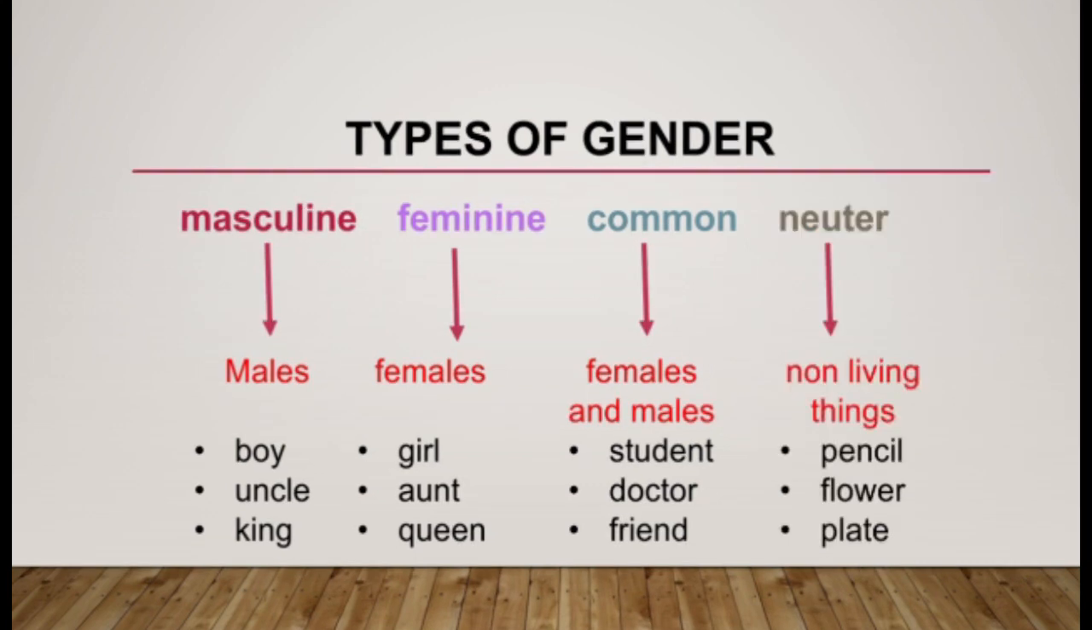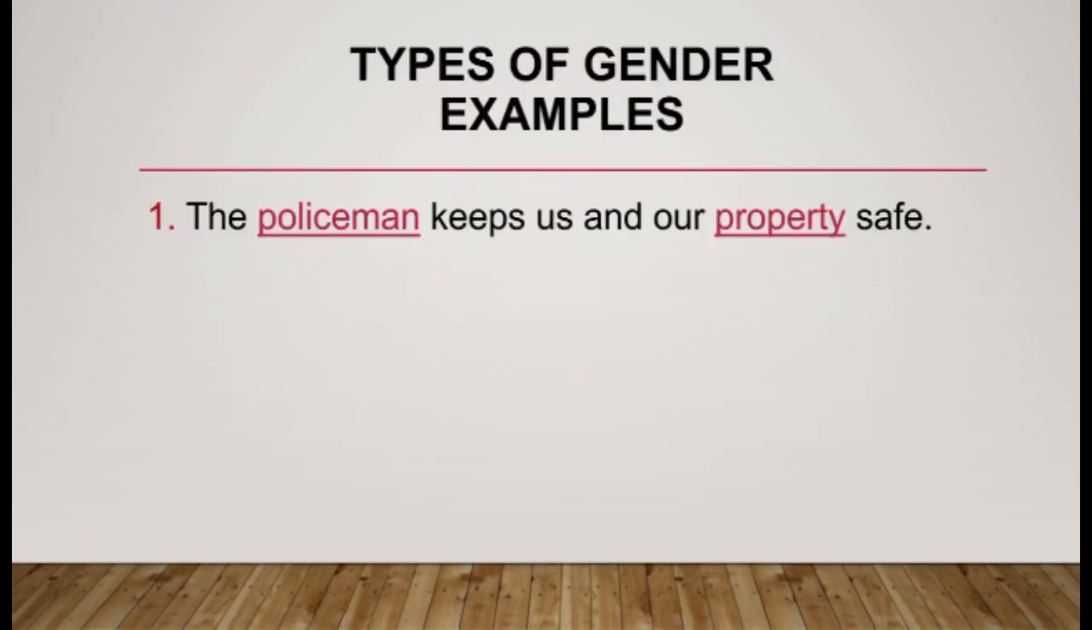The fourth category is neuter. Neuter can neither be used for males nor for females, and it is used for non-living things. For example, pencil, flower, plate. Now you have learned the 4 different types of gender. Let me give you a few examples and see if you can figure out what gender the underlined words belong to. The first example is, the policeman keeps us and our property safe.